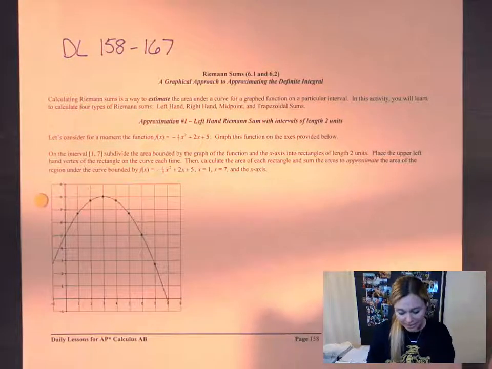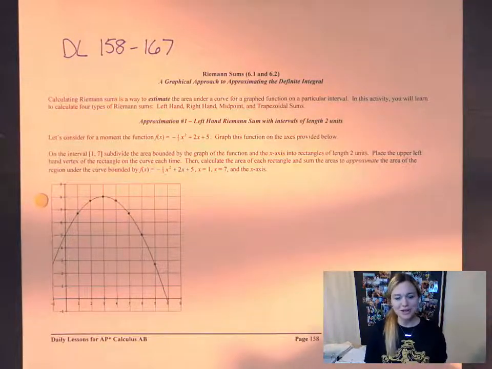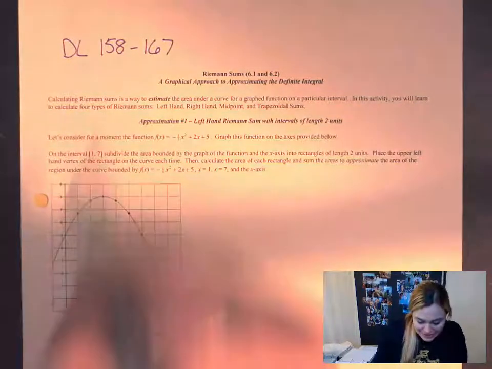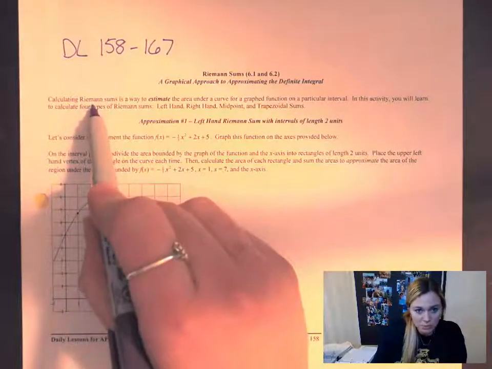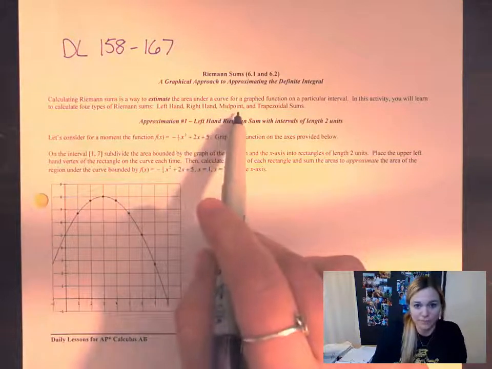So a Riemann sum, this is a graphical approach to the definite integral. Just like before we would have an equation and then we would go to a graph and then we would have a table, we can do the same thing here, even though we're talking about integrals. So here it says calculating a Riemann sum. We're going to learn more about that. It's a way to estimate the area under the curve.